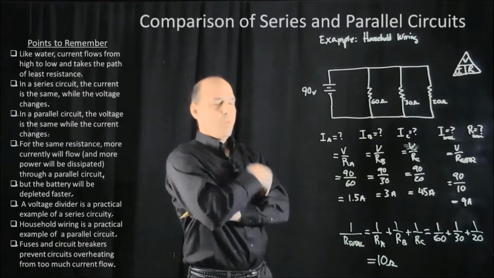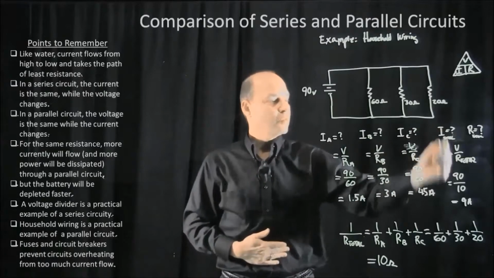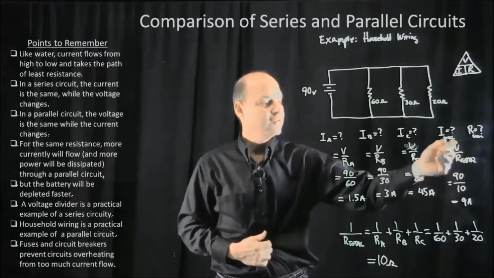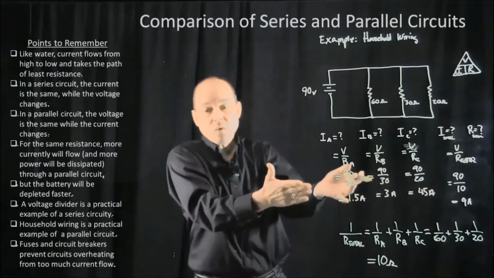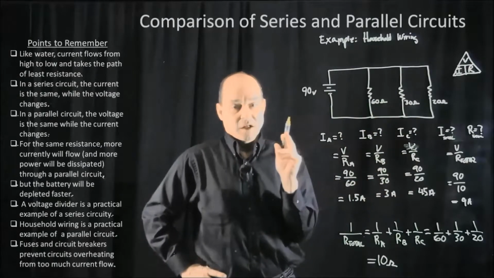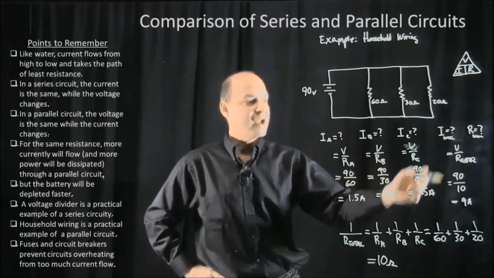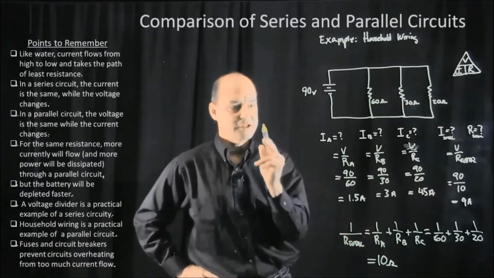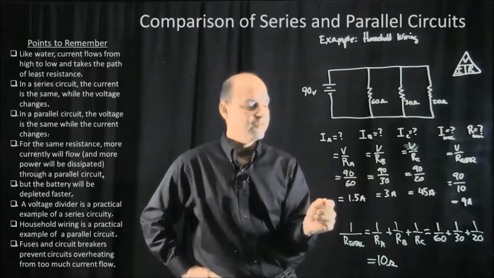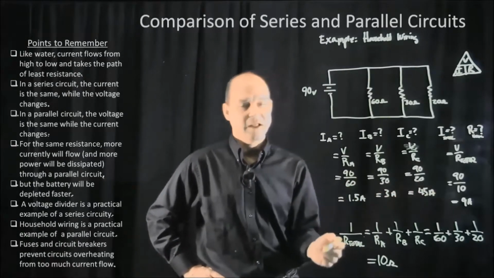Okay. One final check before I put this problem to bed. This is one way to calculate the total current, by finding the total resistance and dividing the voltage by the total resistance. We already found the individual currents going through each individual branch. I certainly hope that the individual currents going through the individual branches add up to the total current that I calculated. Let's check and make sure. 1.5 plus 3 plus 4.5. Yep. That's going to be 9 amps.